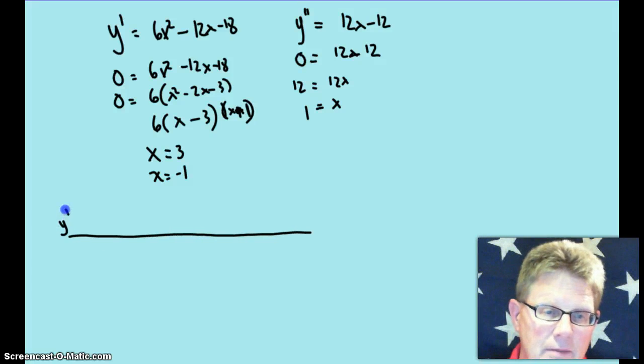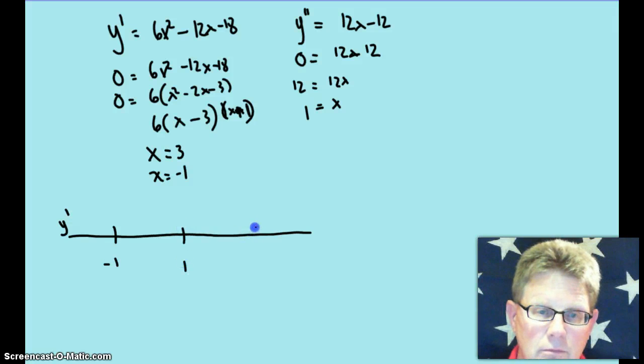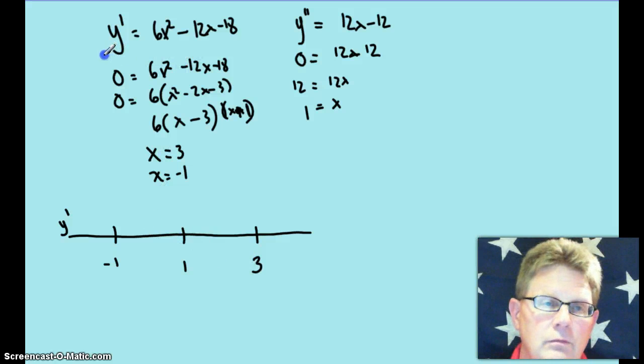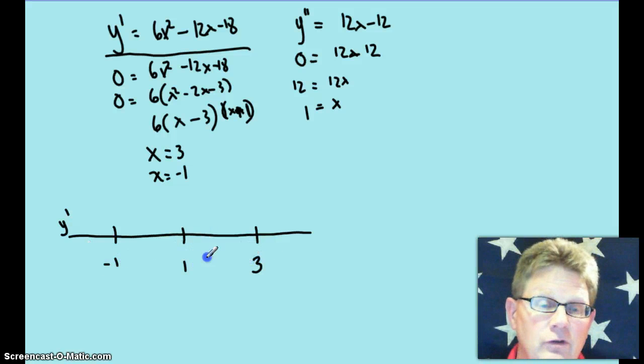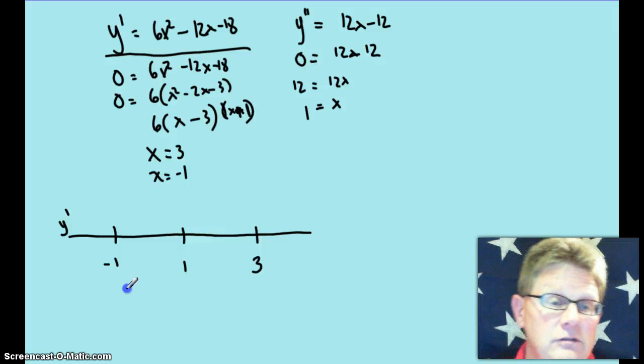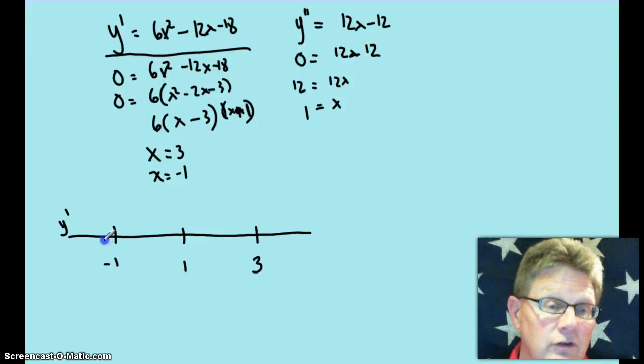First we'll do y prime, negative 1, 1, and 3. Pick some values to fill in for y prime. And we'll go between negative infinity and negative 1. Okay, these critical values are the only places where there could possibly be a sign change, increasing, decreasing, or concave up to concave down.